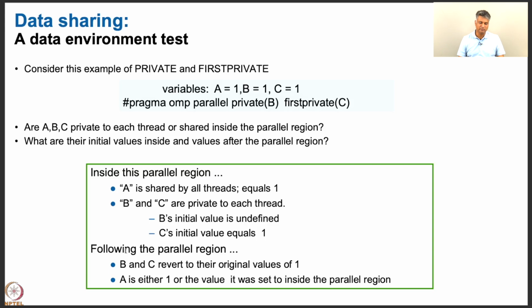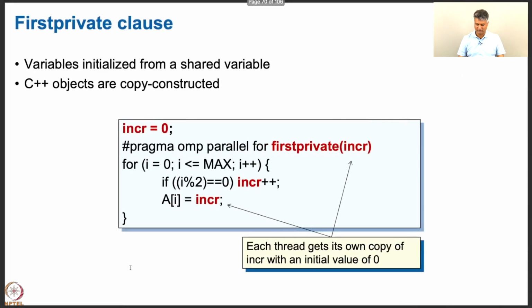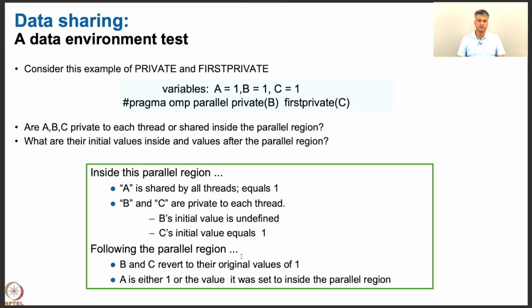After the parallel region, b and c will revert to their original value of 1. a is either 1 or whatever value is being set inside the parallel region. So b and c will retain their original value, will not get modified by each of the threads, and will return to their original defined value before the parallel region.